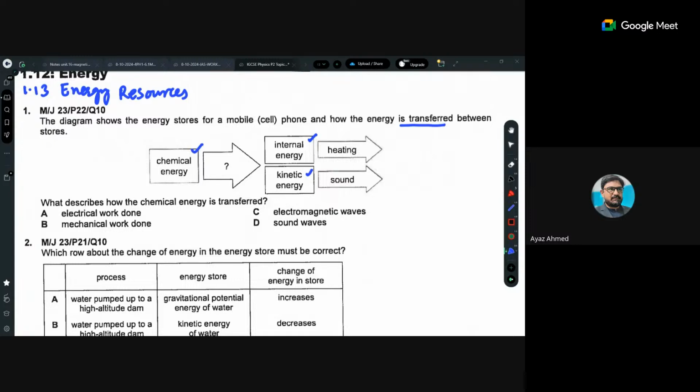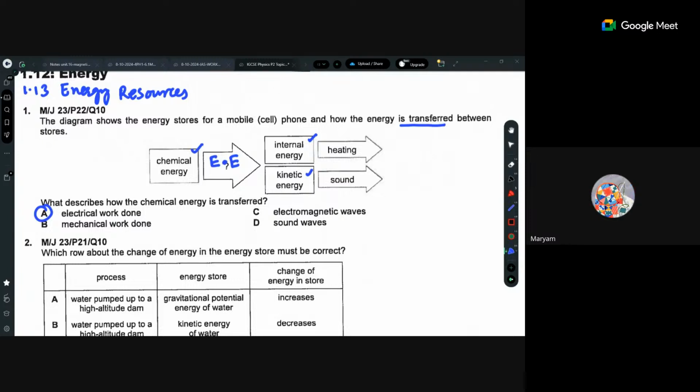definitely, we have to see what is being asked in the question. What describes how the chemical energy is transferred? So chemical energy is transferred into electrical energy, electromagnetic energy, mechanical work, or sound waves. So what is suitable for that one? When you check a cell or electronic system, chemical energy of the battery is converted into electrical energy, right? So that is why option A will be the correct one.